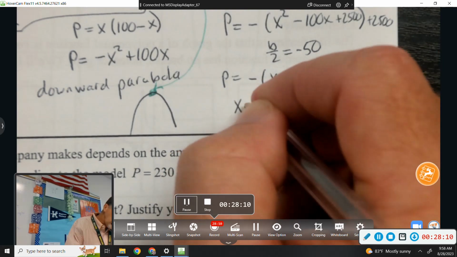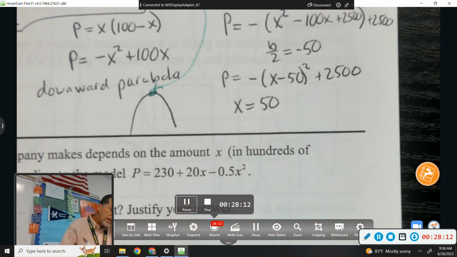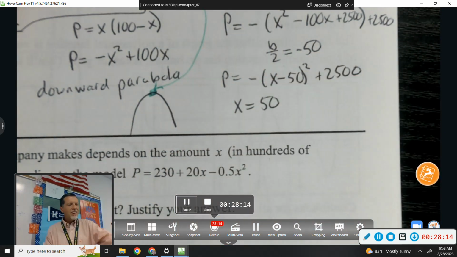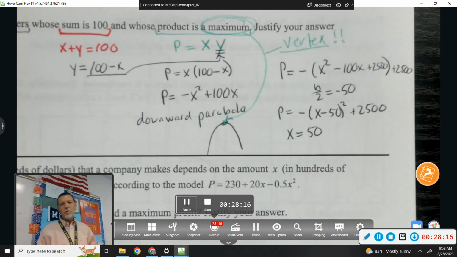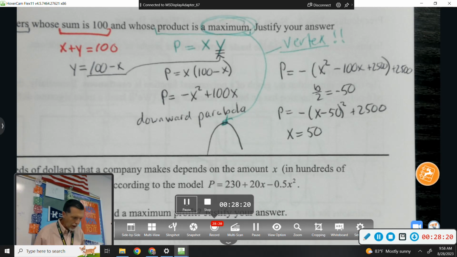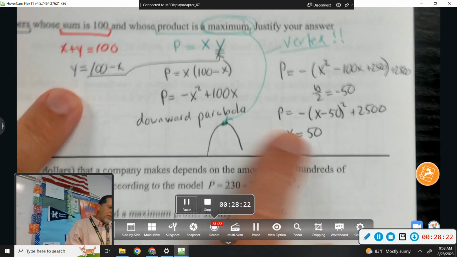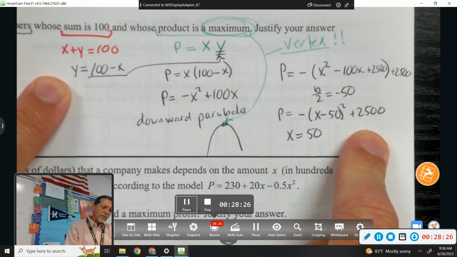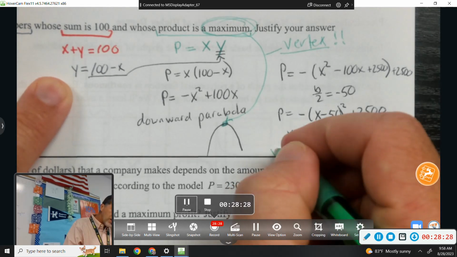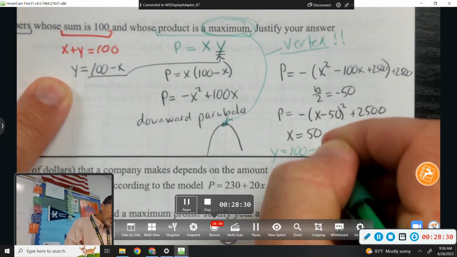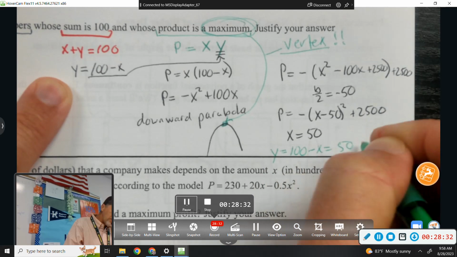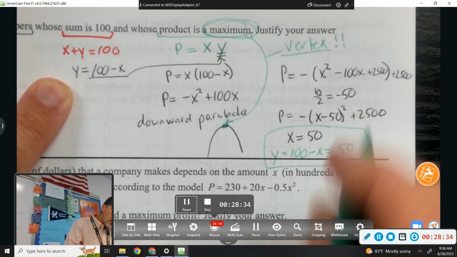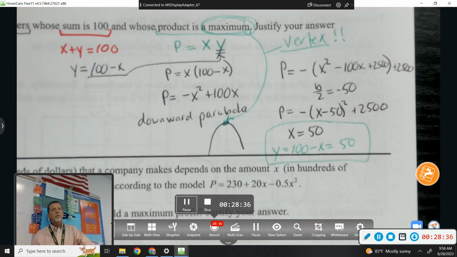So x is 50. Now we need to be careful here because you could be tempted to say y is 2,500, and that would be the vertex of that parabola, but that's a different y than we're talking about here. P is 2,500. The product is 2,500. The y value is 100 minus x, so that one's also 50. So for two numbers whose sum is 100, whose product is a maximum, both numbers are 50.